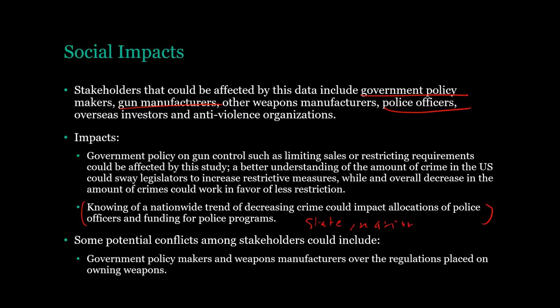And finally, some potential conflicts among stakeholders could include government policymakers and weapons manufacturers over the regulations placed on owning weapons. Whereas weapons manufacturers would obviously want to bolster their sales and keep selling their products, government policymakers would see that maybe we need to have fewer guns, and this could be a potential conflict.